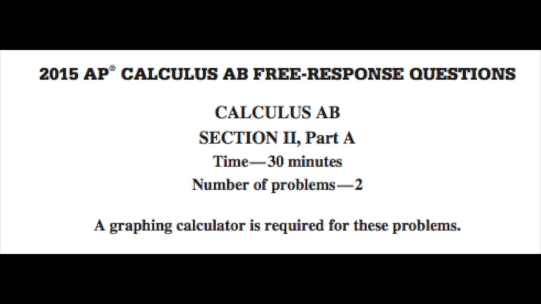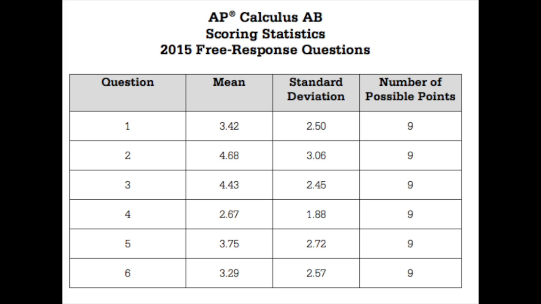Our problem is question 1 from the 2015 AP test, and a calculator is allowed. This problem is one of the more difficult free response questions of the 2015 test. The mean score was 3.42 out of 9 points, ranging from 0.92 points to 5.92 points with standard deviation.